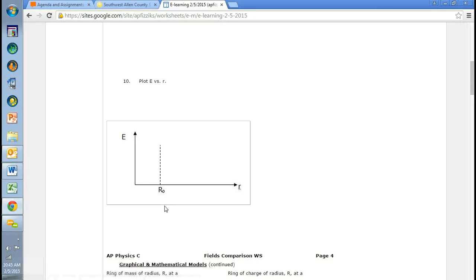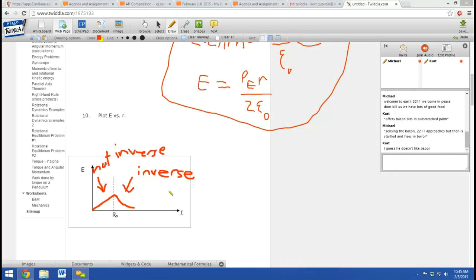Is anybody willing to present their graph, their sketch? Kurt, let me see if I can pass it to Kurt. Okay, so Kurt, can you talk or no? No, can't talk? Okay, so we're just going to have to look at his graph.